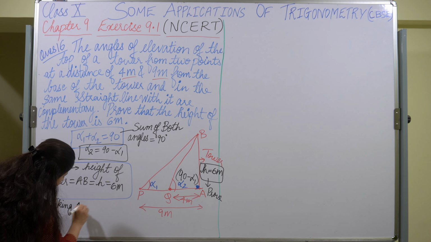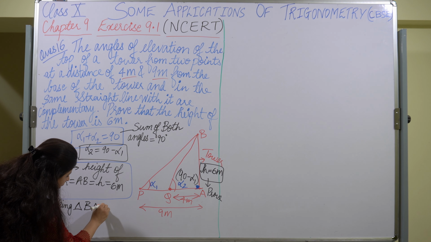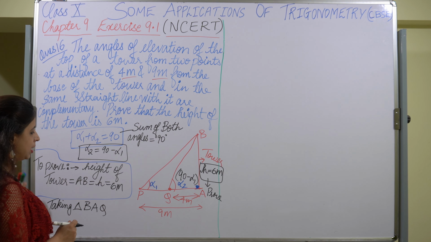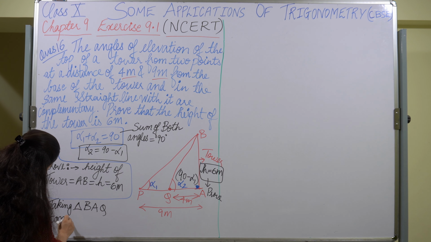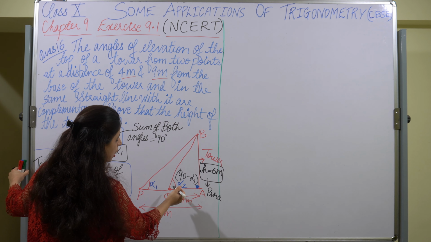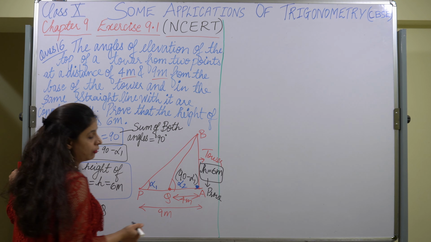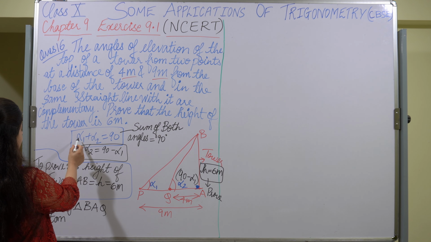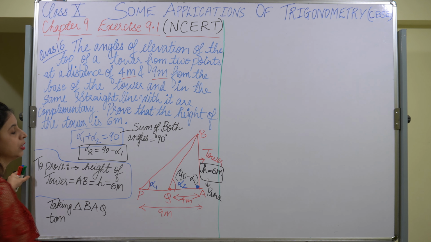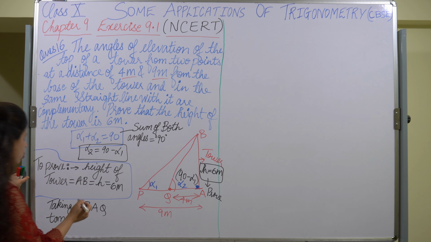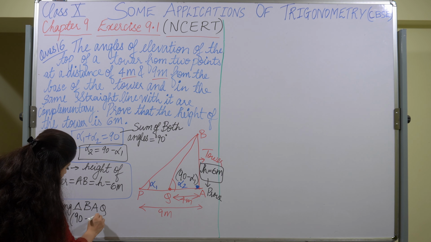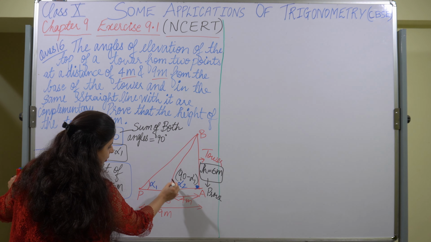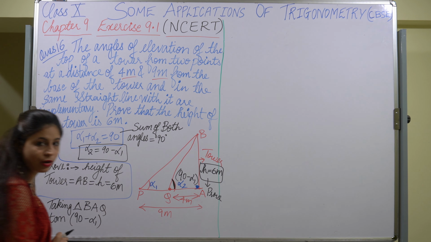Taking triangle BAQ. Here, tan alpha 2's value is 90 minus alpha 1, because when alpha 1 goes to that side, it goes with the negative sign. So I am taking tan of 90 minus alpha 1. The angle of elevation for this angle is 90 minus alpha 1.